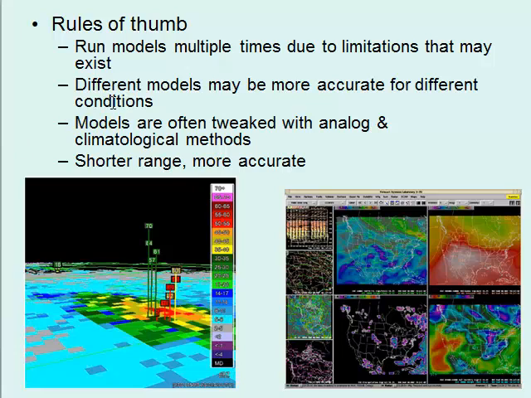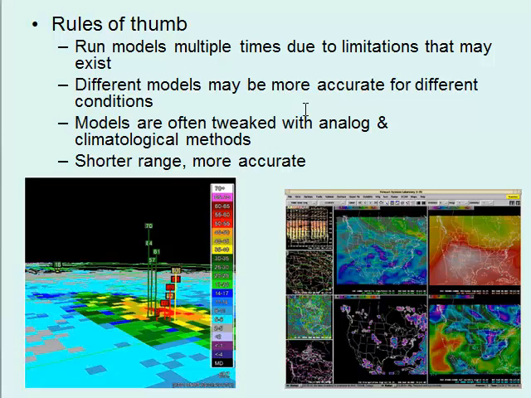Some rules of thumb for running these computer models. One thing is to run them multiple times over and over again to see if there are any limitations that may exist in your model. Different models may be more accurate for different conditions. Some computer models may be really good for determining temperature change, maybe for precipitation, but not accurate for determining what the cloud cover might be, and so on. Models are made to predict certain things, so oftentimes one model is not going to be good for everything.